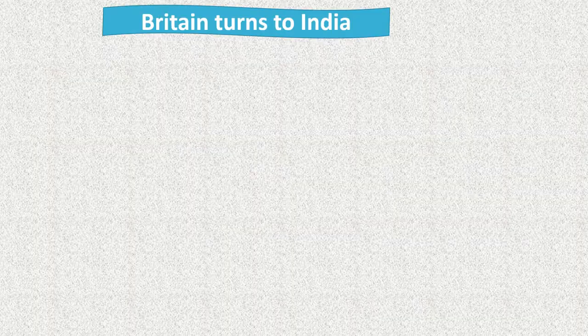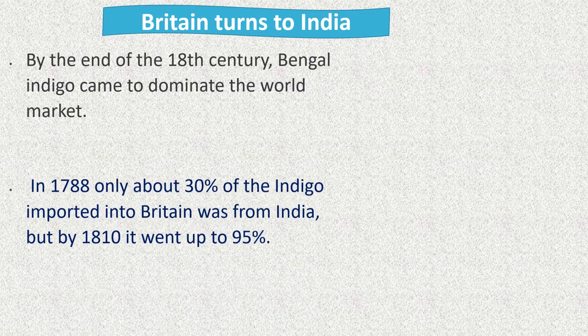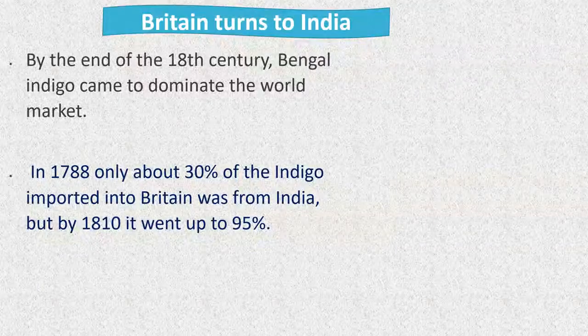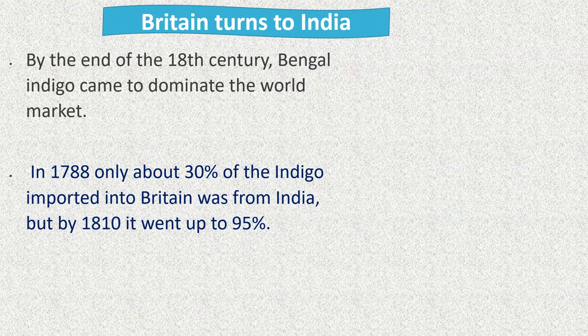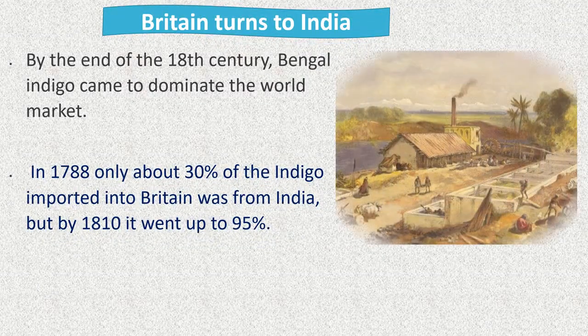Do you know the reason why Britain turned to India? Yes, because of the location of India. India lies in the tropical zone, which was favorable for the growth of the indigo crop. So by the end of the 18th century, Bengal indigo came to dominate the world market. In 1788, only about 30% of indigo imported into Britain came from India. But by 1810, it went up to 95%.